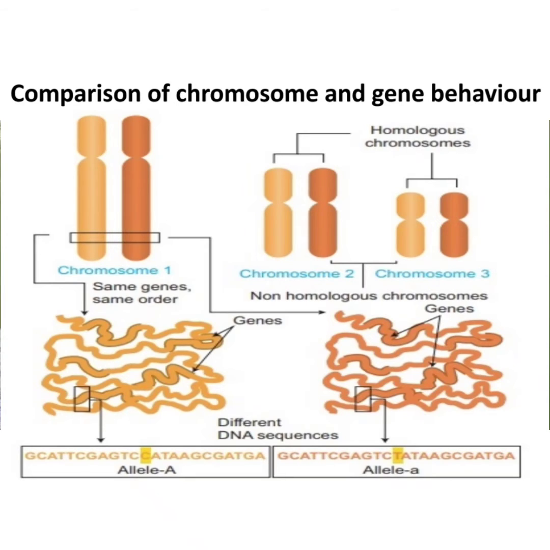On the right side, you can see chromosome 2 and chromosome 3. On the left side, you can see the homologous chromosomes of chromosome 2, and on the right side, you can see the homologous chromosomes of chromosome 3. If you take chromosome 2 and chromosome 3, these are called non-homologous chromosomes. And the genes that are present are different. For example, you can see the allele small a and the nitrogenous base is T here instead of C, that is present in allele capital A.